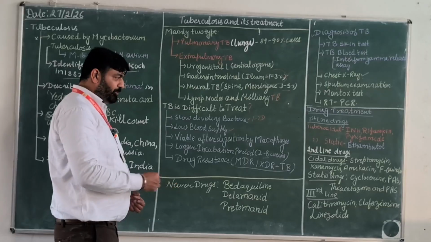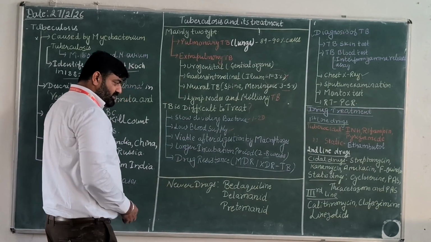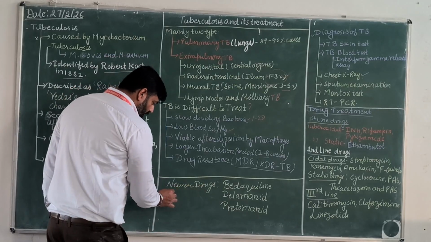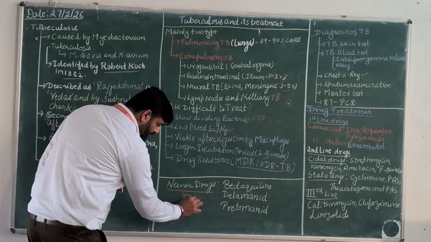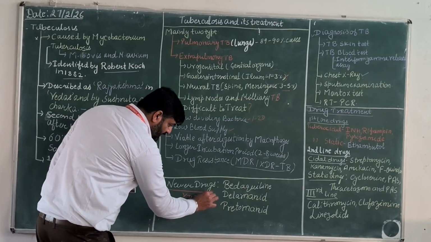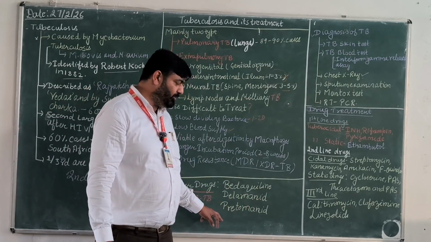And with the rapid emergence of XDR TB cases, the research goes on. Now we have 3 newer drugs that are specially designed for treatment of XDR TB, that is bedaquiline, delamanid, and pretomanid.